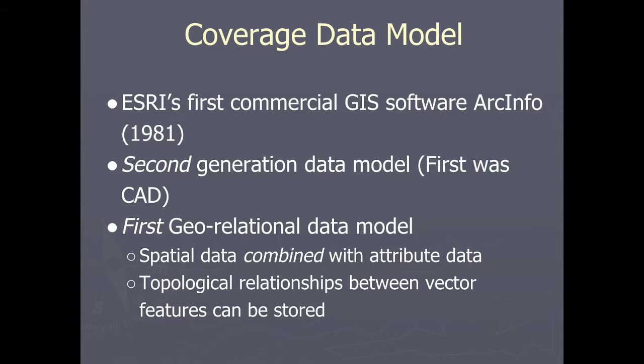In addition, this geo-relational data model was able to store topological relationships between vector features. So you could determine the connectivity of features, the adjacency or contiguity of features. So topology is the spatial relationship of features. It's how in a GIS we manage those spatial relationships, and is oftentimes built into the data model, and it was certainly built into the coverage data model. It was a very powerful, first of its kind of thing.